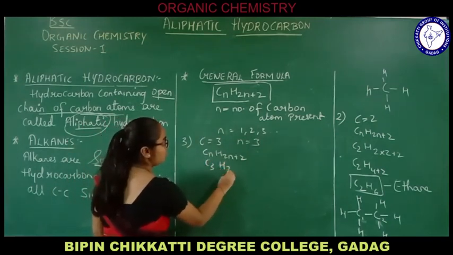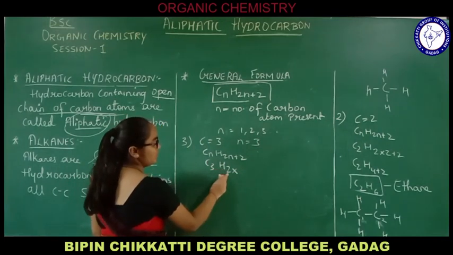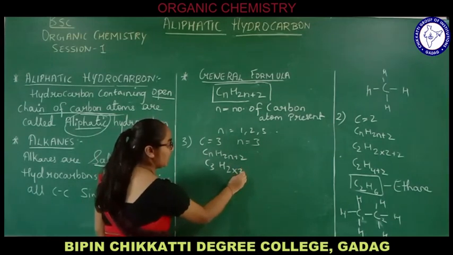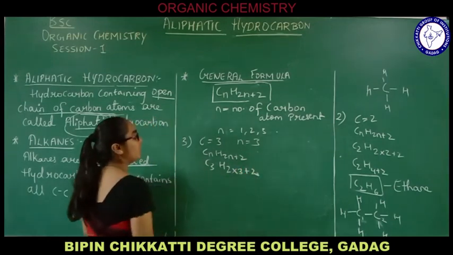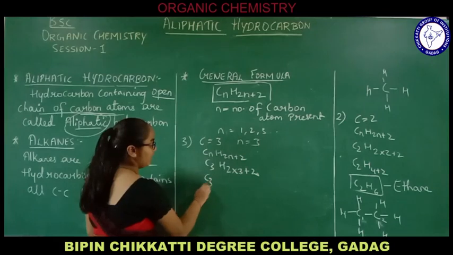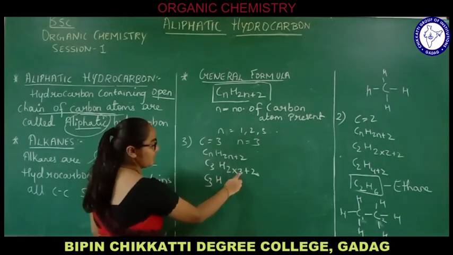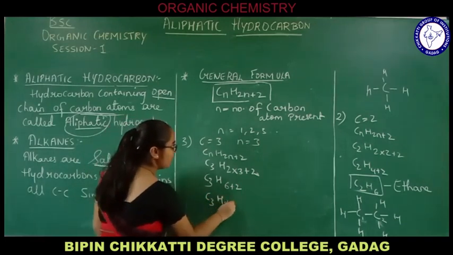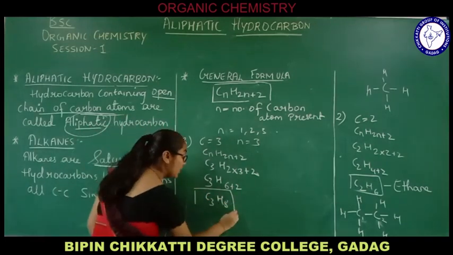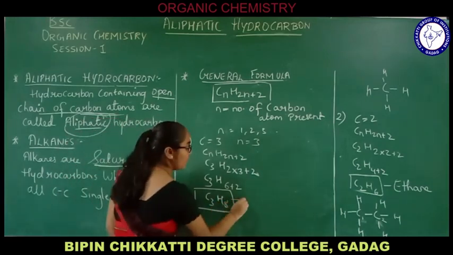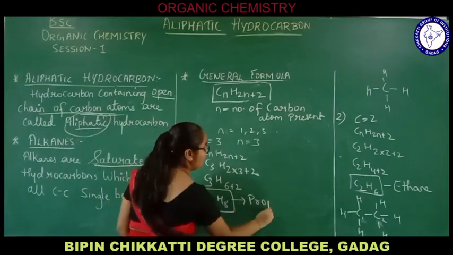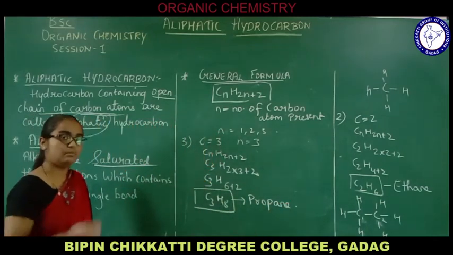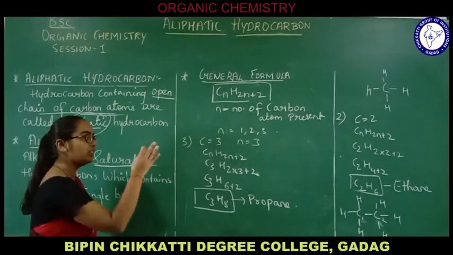So H is equal to 2n+2, which you need to write in subscript form. In place of n you substitute 3, so 2 times 3 is 6, plus 2. So this becomes C3H8. This is the molecular formula of the third carbon member, and the name of this family member is propane. First one was methane, second one was ethane, third one is propane.